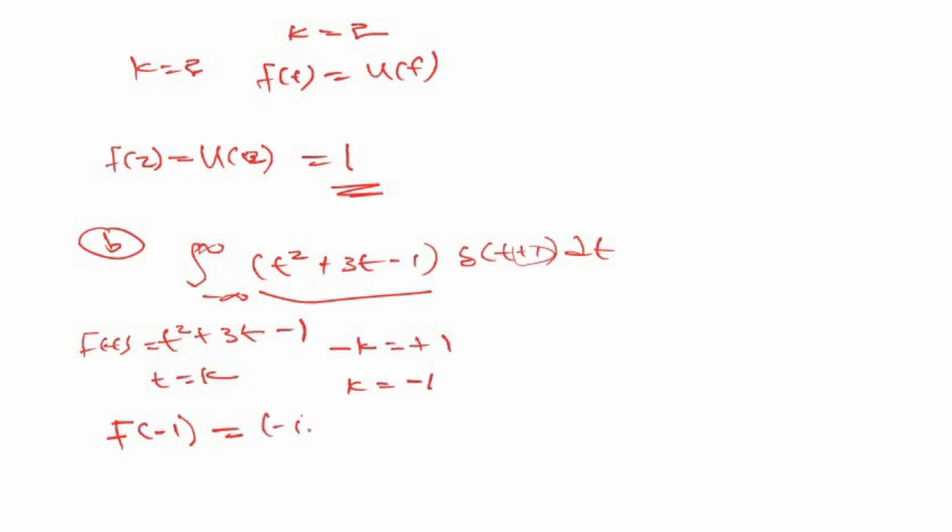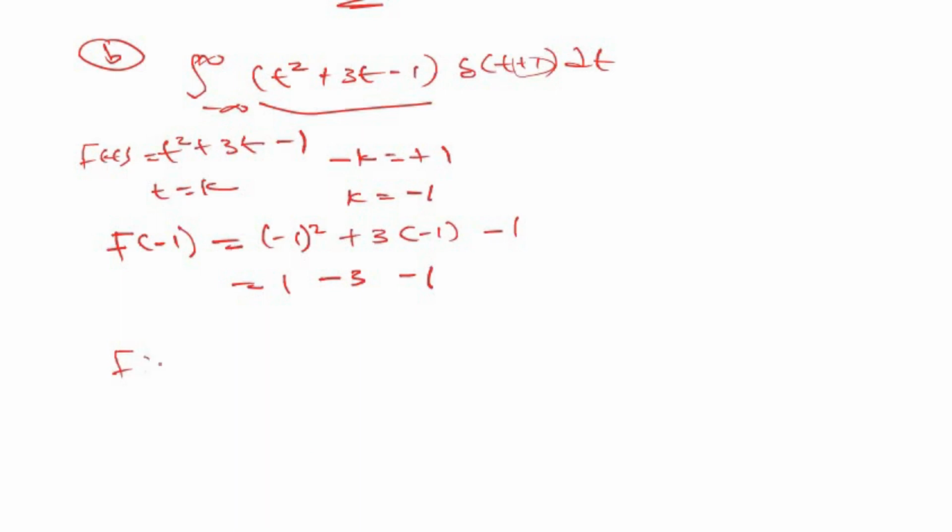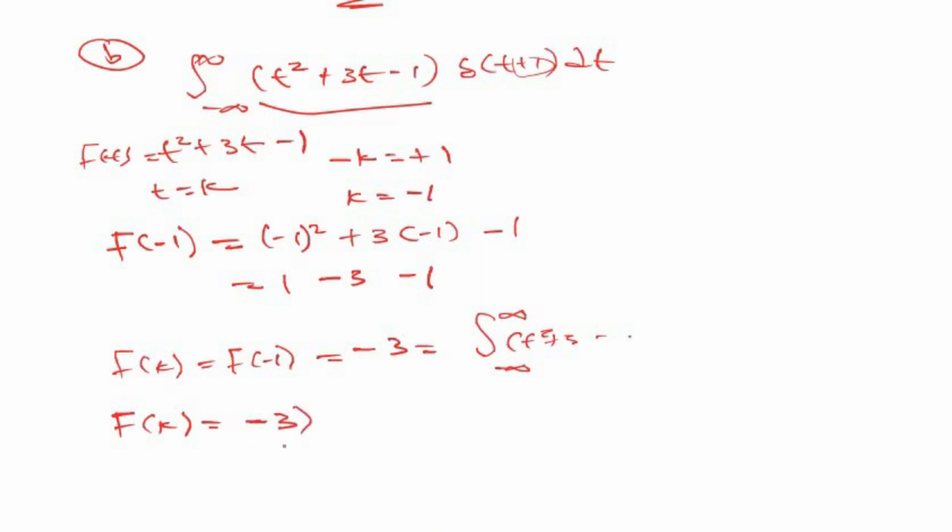So we are going to have minus 1 squared plus 3 open bracket minus 1 close bracket minus 1. So 1 squared is 1, minus 3, minus 1. Our f of k, which is equal to f of minus 1, is equal to minus 3. This is the same thing as the integral of the equation that we have here. The integral is equal to f of k, which is equal to minus 3. So this is our answer for the B part.